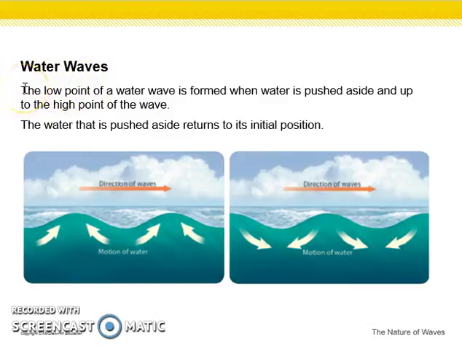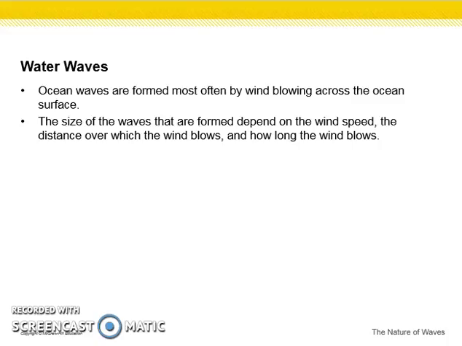The low point of a water wave is formed when the water is pushed aside and up to the high point of the wave. The water that is pushed aside returns to its initial position. Bullet point, please write it down.